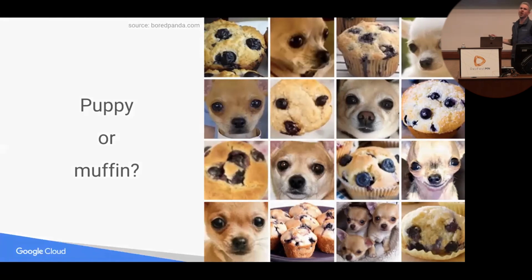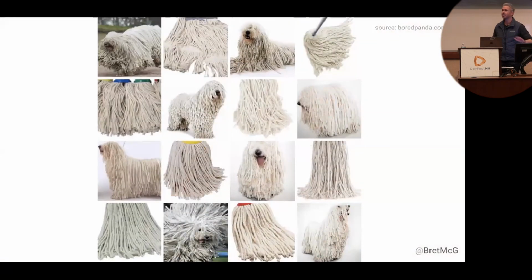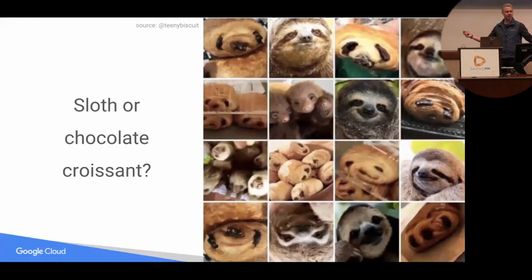Similarly, what about like a dog and a mop? Clearly, two things that are super easy to tell apart. Most of the time. Actually, there's a couple of these that I'm still not sure what it is. Sloth or croissant. I could do this all day. But you get the point.